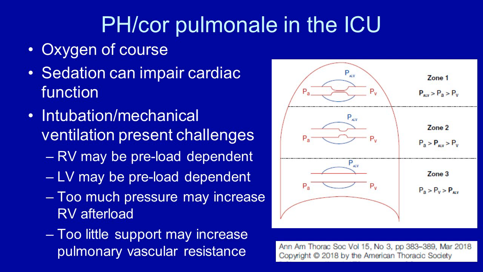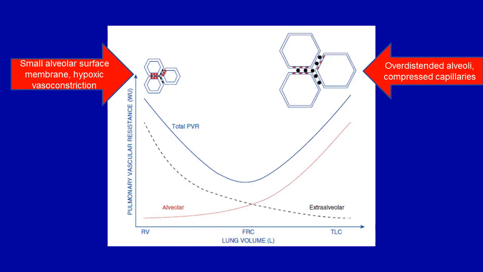This is a nice graph of that effect: if you have people who are undersupported, they have a small alveolar surface membrane, the result is hypoxic-mediated vasoconstriction, and their total pulmonary vascular resistance is high. And then as you apply positive pressure, particularly over-distending the alveoli, you compress those capillaries, and their PVR comes back up. So you're really looking to ventilate people in that sweet spot where the PVR is maintained at its lowest point.